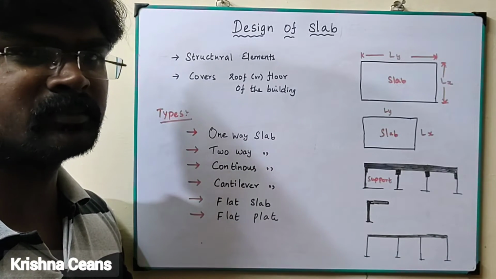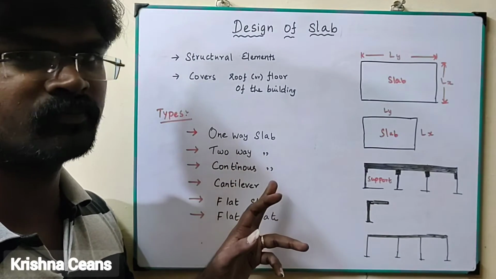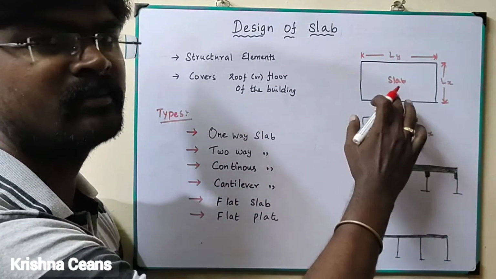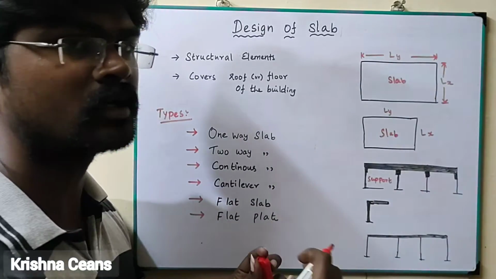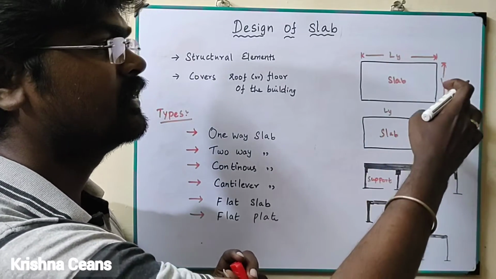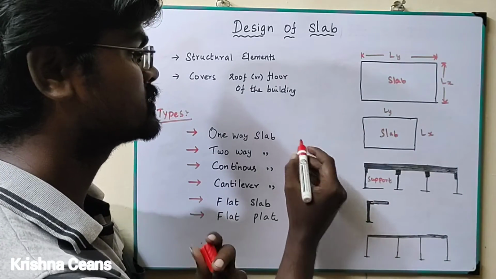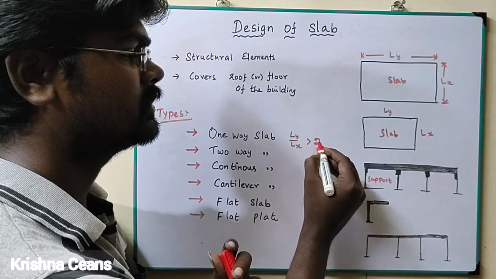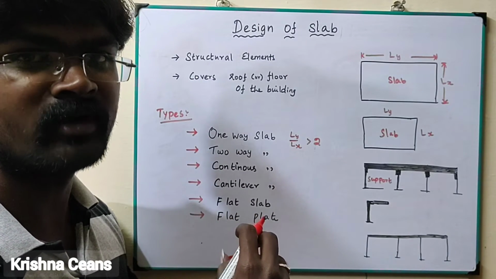Now, the condition for considering whether it is a one-way slab or a two-way slab: consider a slab having two spans, one longer span and another shorter span. The longer span we consider as Ly in the y direction, whereas x is the other direction. In this condition, if Ly by Lx is greater than 2, such a slab we call a one-way slab.